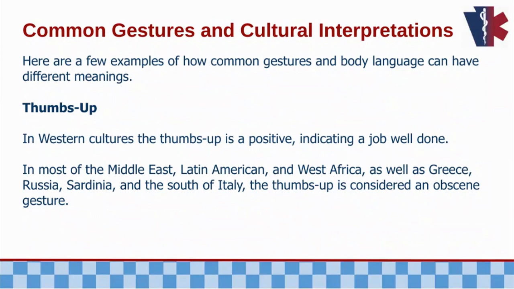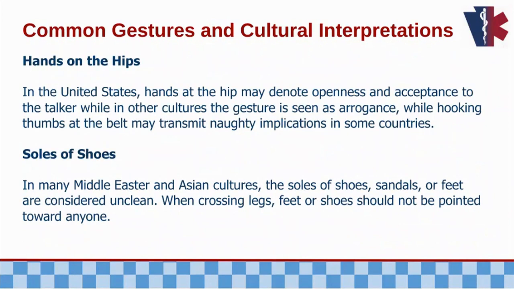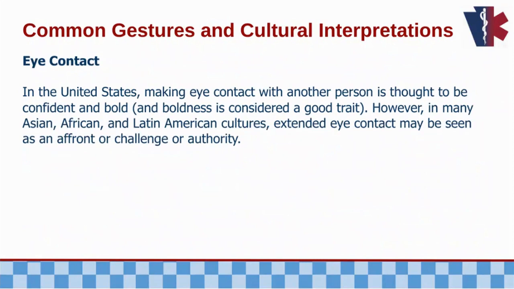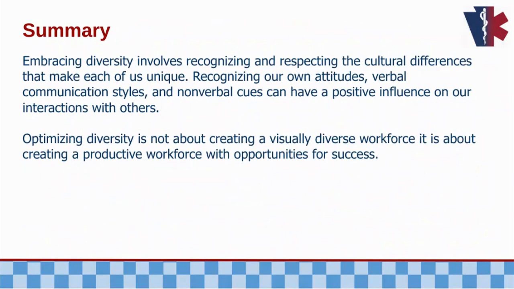Next, we will look at some common gestures and body language that can have different meanings in other cultures. Thumbs up. In most of the Middle East, Latin America, and West Africa, as well as Greece, Russia, Sardinia, and the south of Italy, the thumbs up is considered an obscene gesture. Hands on the hips. In some cultures, this stance may be seen as arrogant. Soles of shoes. In many Middle Eastern and Asian cultures, the soles of shoes, sandals, or feet are considered unclean. When crossing legs, feet or shoes should not be pointed toward anyone.